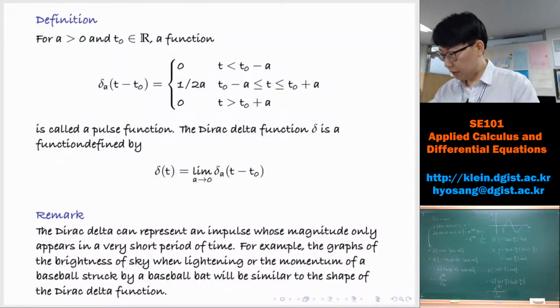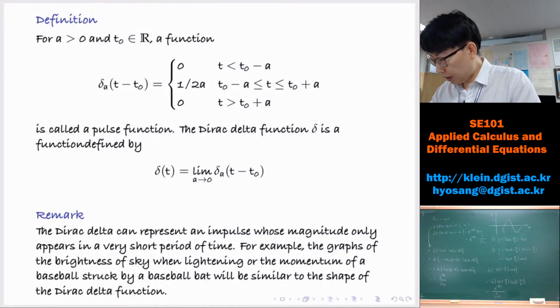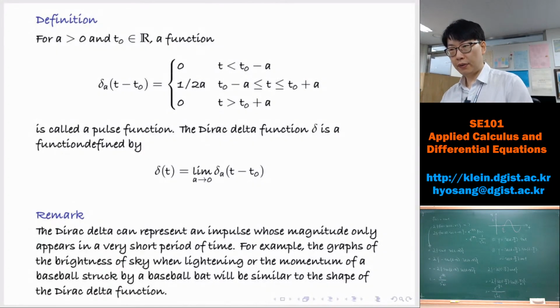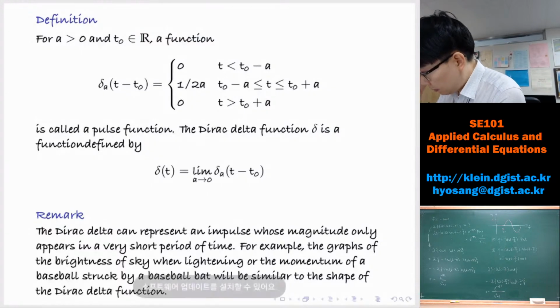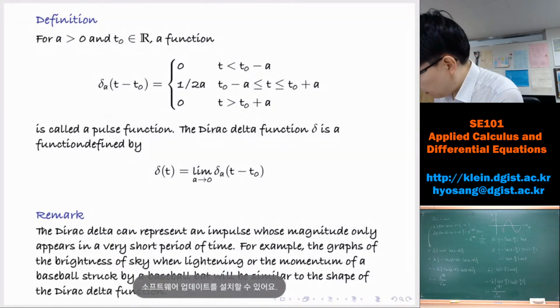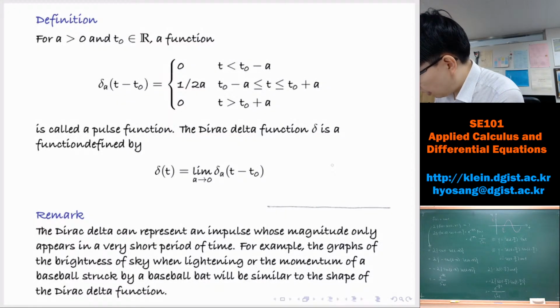Okay, so now we are ready to talk about the Dirac delta function. So it's a limit of a combination of two step functions. So let's define our delta a to be a function defined as follows. If I graph this function, it's obvious what I'm talking about.